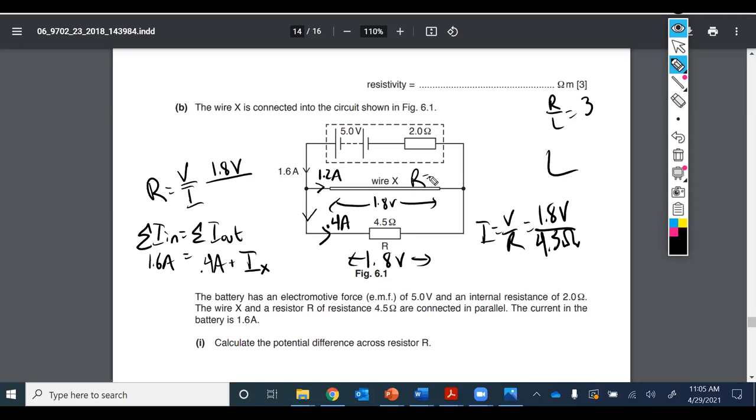Now we've got R here is still equal to V over I on this branch. The parallel branch has the same voltage, 1.8 volts that we already calculated, the terminal PD from our terminal PD equals EMF minus lost volts equation, divided by the newly discovered current going through this branch, 1.2 amps. And we can deduce that the resistance of wire X is the ratio 1.8 divided by 1.2, or R equal to 1.5 ohms.